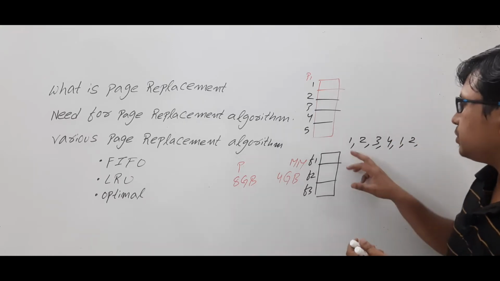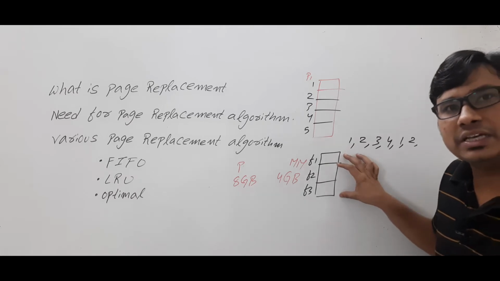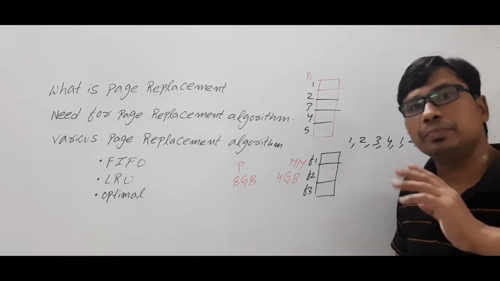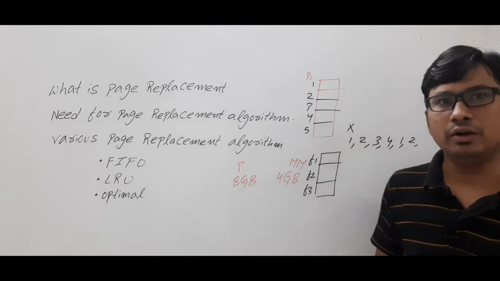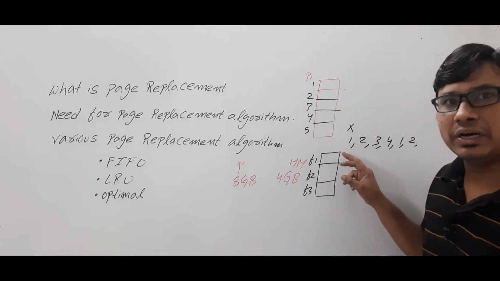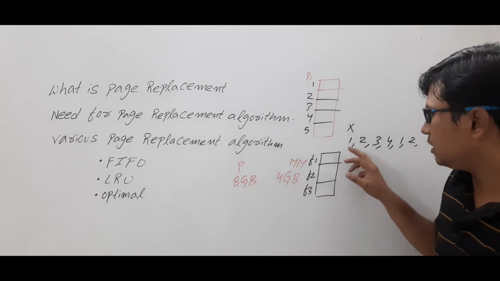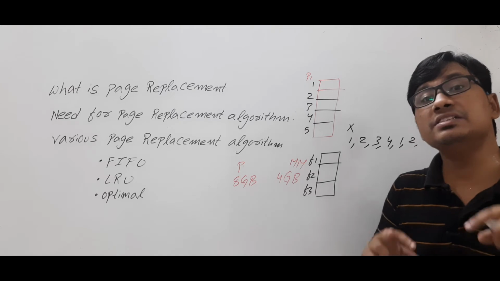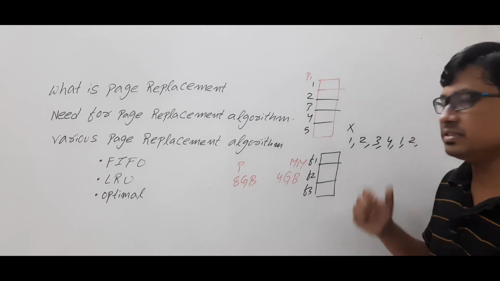Now whenever the CPU is trying to access page number 1, look at the main memory. Whether the particular page is available in the main memory, it is not available. If the particular page is not available, we will say that it is a page fault. What is meant by page fault? When the CPU is trying to access a particular page, if that particular page is not available in the main memory, then we will say that it is a page fault. If that particular page is available in the main memory, then we will say that it is a page hit.